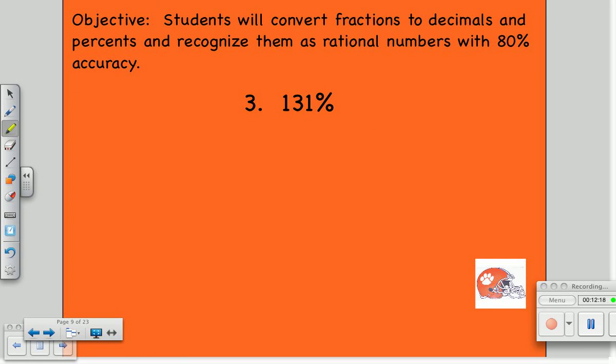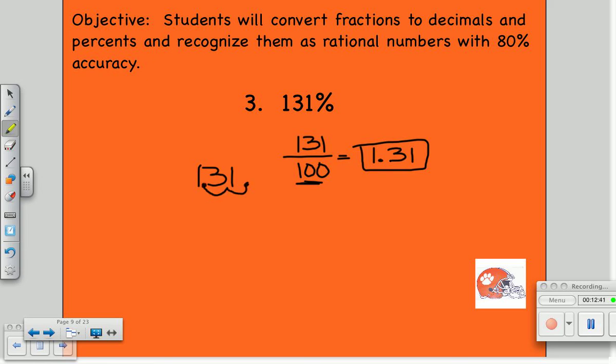131% is 131 out of 100. 131 out of 100 is 1 and 31 hundredths. Again, you're only moving the decimal 2 times. When we divide by 100, we move the decimal twice to the left. So just to show you, 131, the decimal's here, I move it 2 times to the left, now it's here.